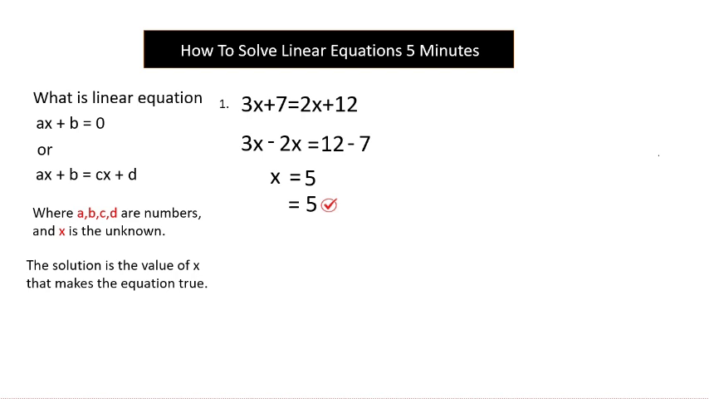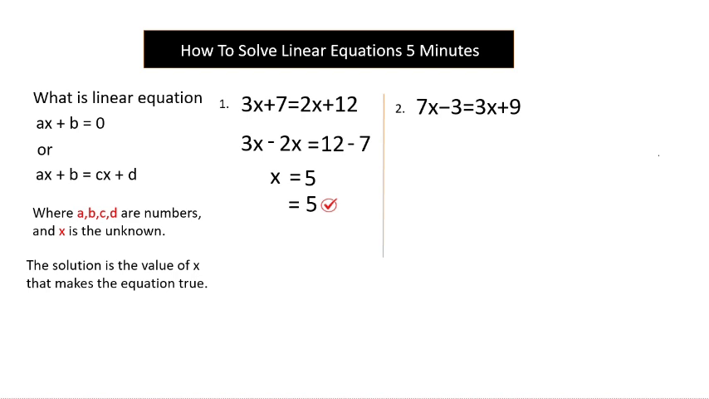So the goal of a linear equation is to find the value of the unknown. I hope it is well understood. Let's look at another example quickly. We have an equation like this: 7x - 3 = 3x + 9. Like I said earlier, the goal is to find the value of the unknown, and to do that, first of all, you have to collect the like terms.